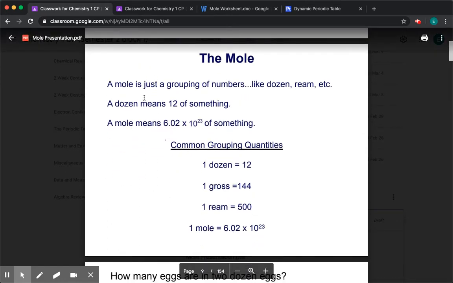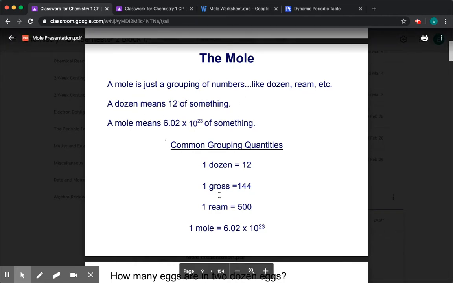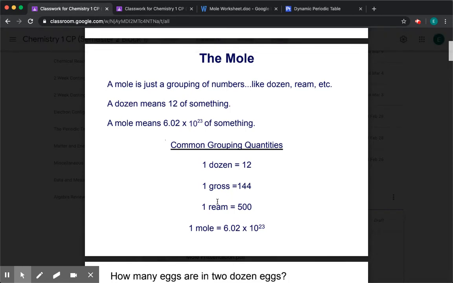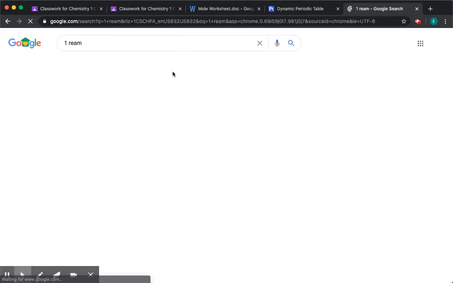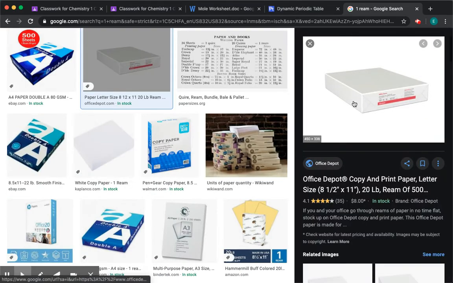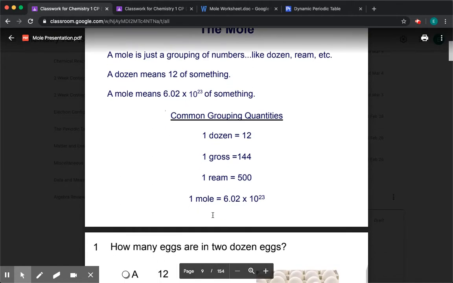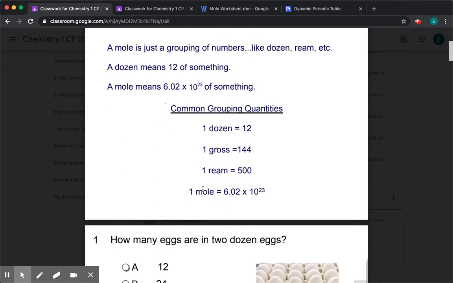This is what I was talking about. A mole is just a quantity. A dozen is another example. A dozen is 12. 1 gross of something is 144. A ream is the stacks of paper, this is 1 ream. So if I have this, that means I have 1 ream of paper. And 1 ream is 500. And a mole is just a number. 1 mole is 6.02 times 10 to the 23.